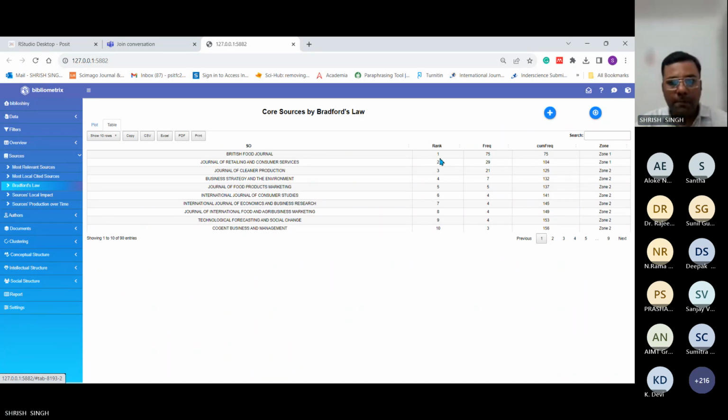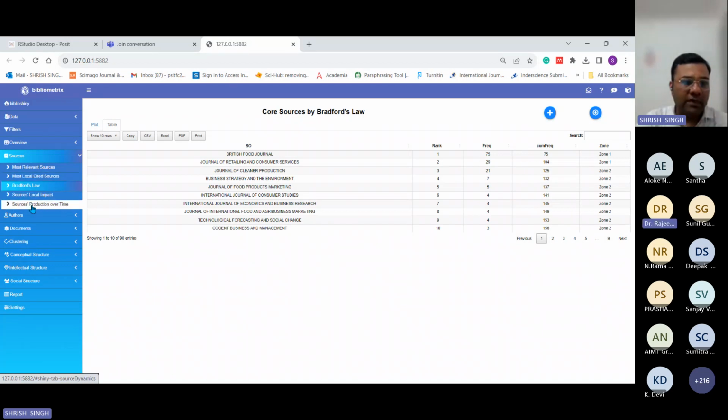Is it clear? Because it is automatically generated by biblioshiny. But how will you report it in your research paper? That is the big challenging job. Unless you are able to understand the concept, you cannot write it in your own words, right? So I hope it is clear. Yes, sir, I understand. Okay. So this is Bradford's law, and all the other metrics are very easy.